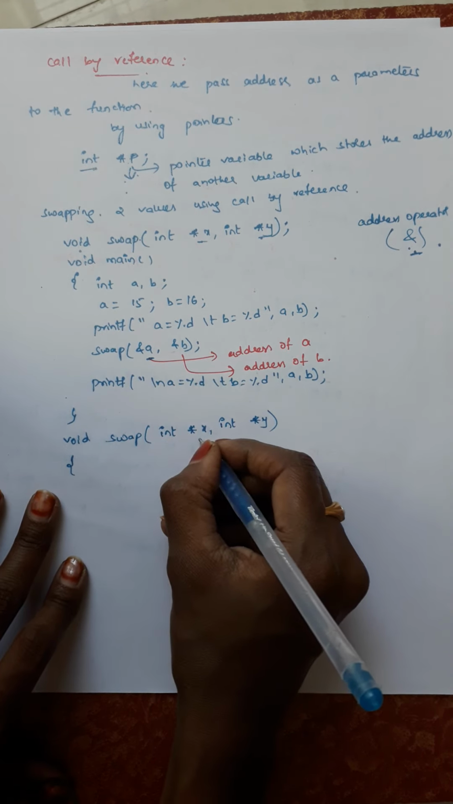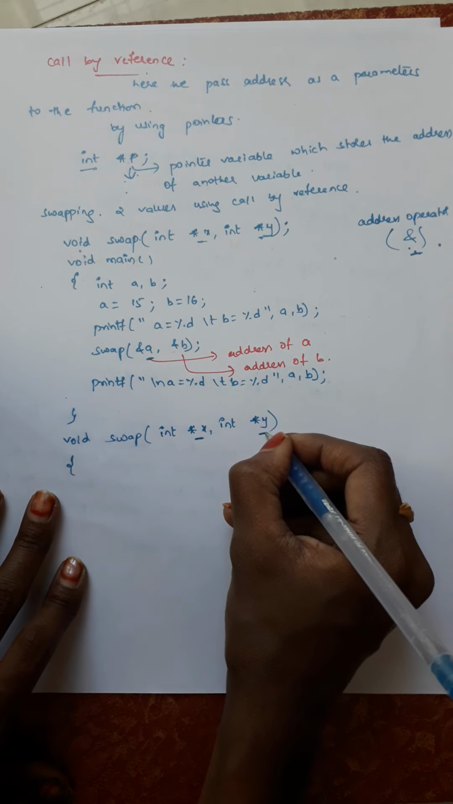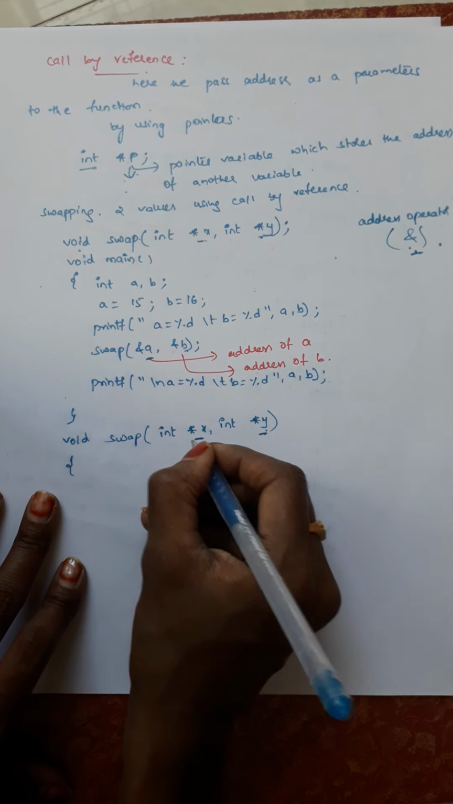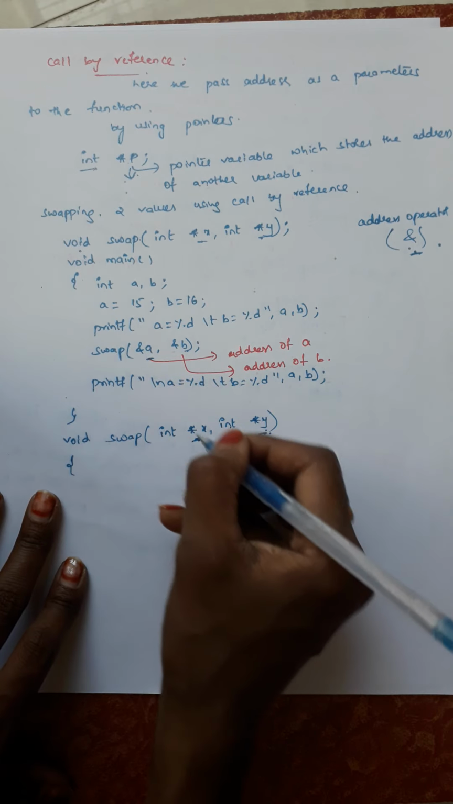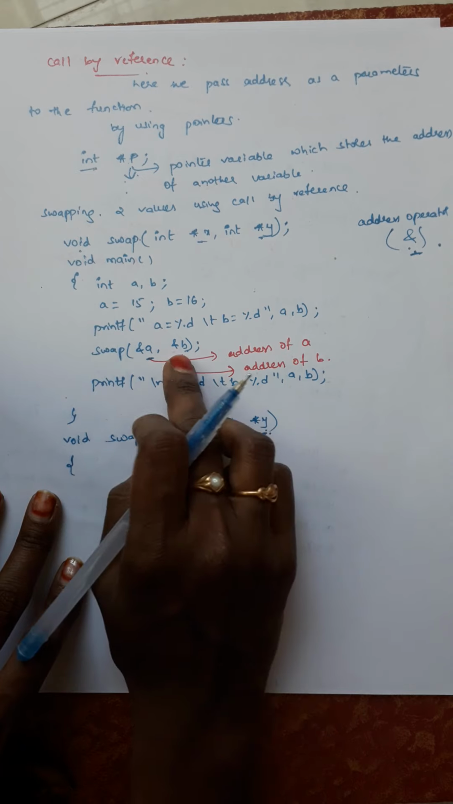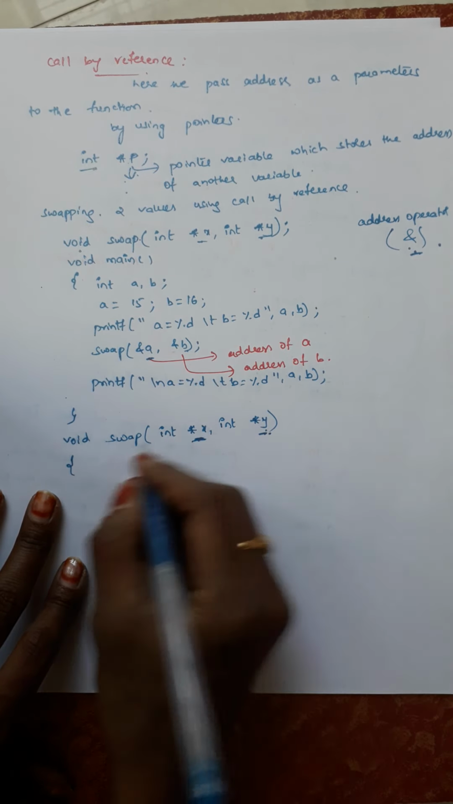So this pointer is capable of storing the address of a. This pointer variable is capable of storing the address of b. It stores the address of a, it stores the address of b. Now what does it contain? It receives the address, but what does the address contain? The value of a. What does the address of b contain? The value of b. So it receives the value of a, it receives the value of b.